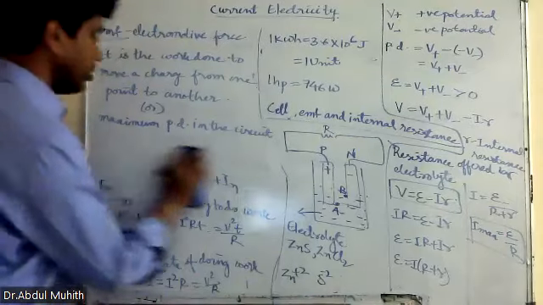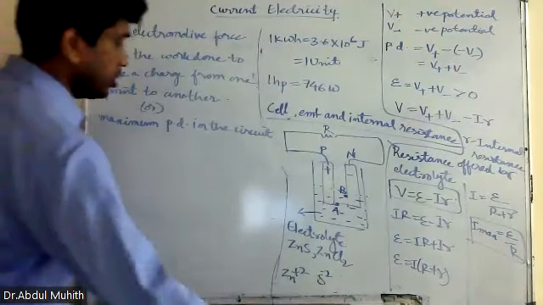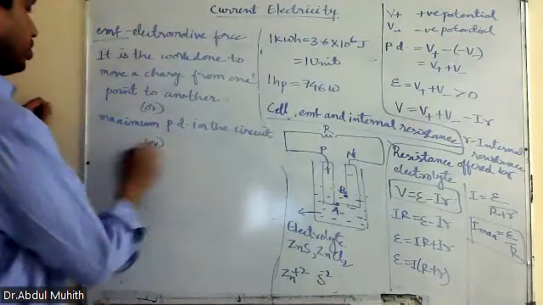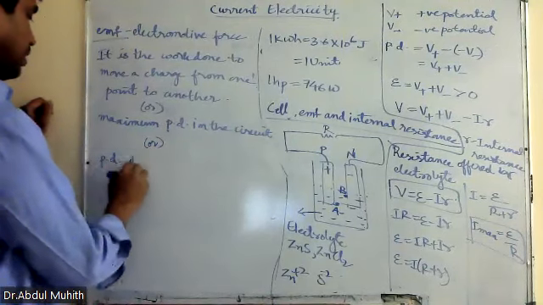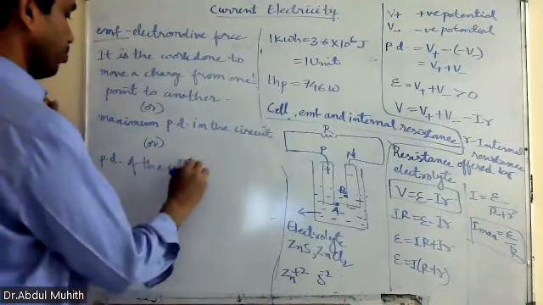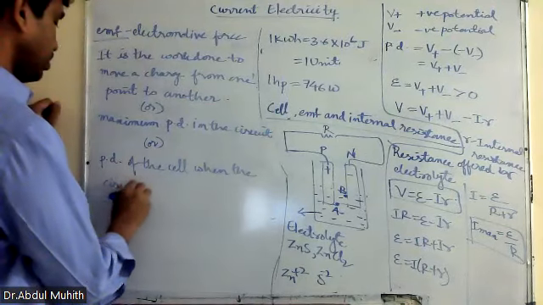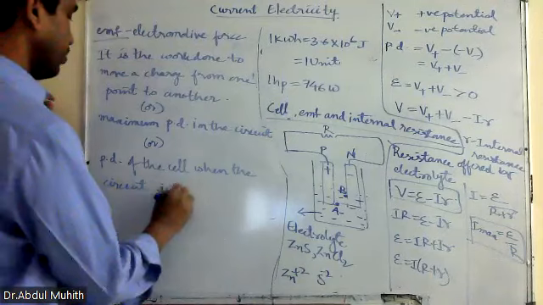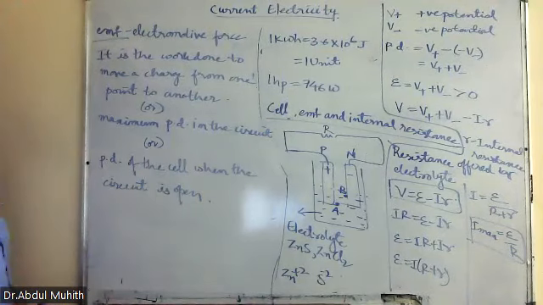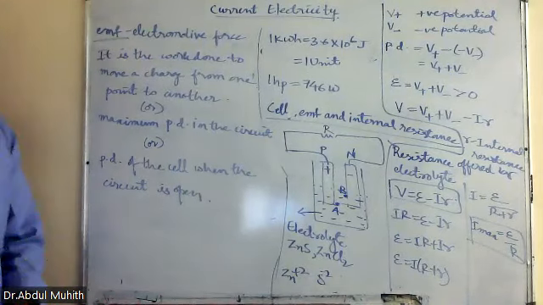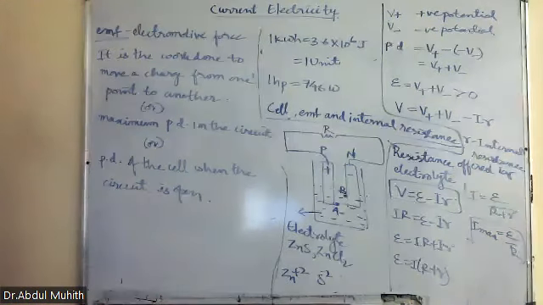What is the third definition now? The third definition, it says potential difference of the cell when the circuit is open. This is the third definition. Okay. Is it clear? All of you? Yes, sir.